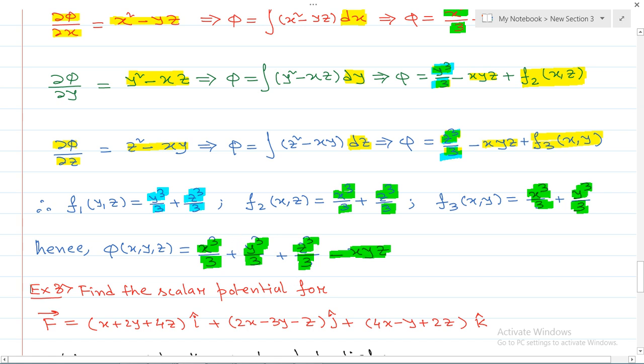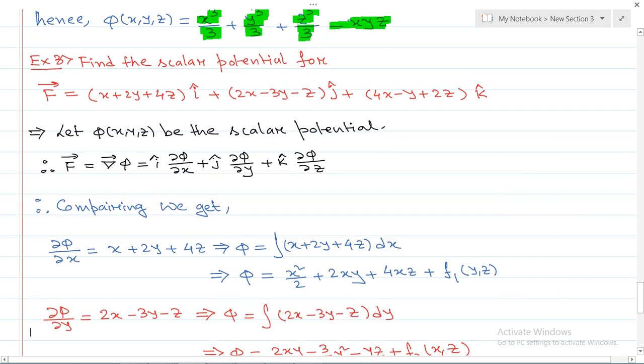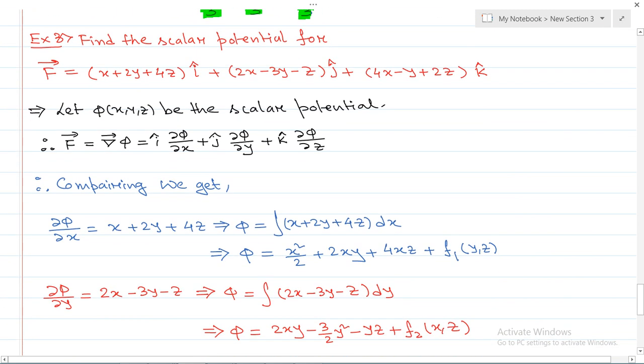I have given one more example for your understanding. So here directly we are going to find out the scalar potential. We are skipping the intermediate step of finding the irrotational vector field. So we have to find out the scalar potential for this field: F vector equals (x + 2y + 4z) i cap + (2x - 3y - z) j cap + (4x - y + 2z) k cap.